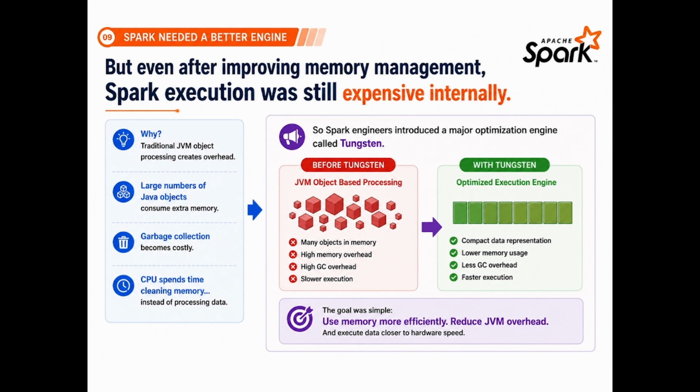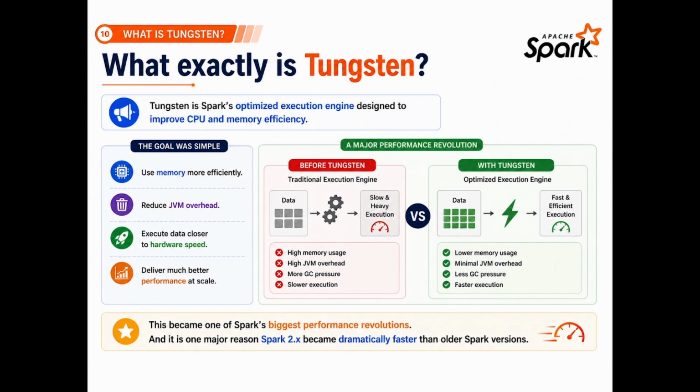Spark engineers realized we need a completely different approach. And that's where Tungsten was born. Tungsten was Spark's internal performance revolution. Introduced in Spark 1.4 and matured through Spark 2.x, it tackled three specific problems: how data is stored in memory, how memory is managed, and how the CPU processes that data. The result was dramatic. Spark 2.x was significantly faster than Spark 1.x, and Tungsten is one of the biggest reasons why. Let's walk through each pillar.